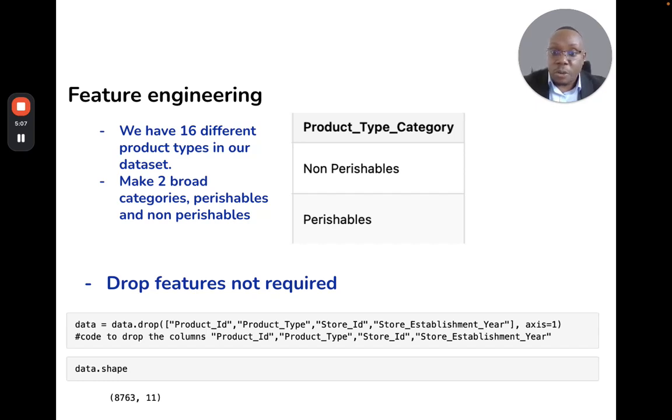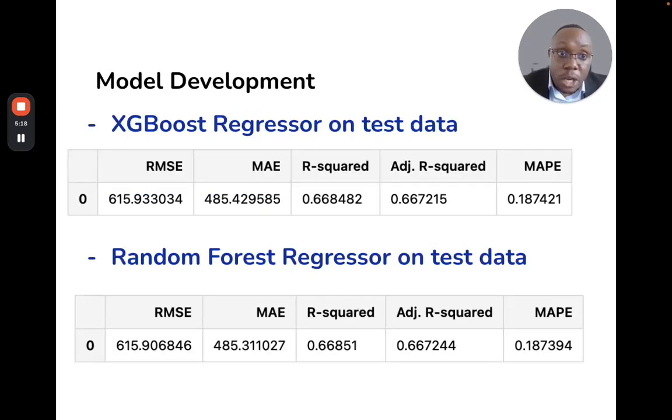Before beginning modeling, we dropped the features that were not very useful, since we had derived new features, and our data now has 11 columns. So we trained two models, the XGBoost regressor and the random forest regressor. And these were the results. The R squared, the coefficient of determination, was 0.67, and the mean absolute percentage error was about 18.7%, which is the same for the XGBoost regressor and the random forest regressor.